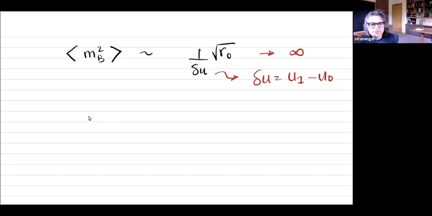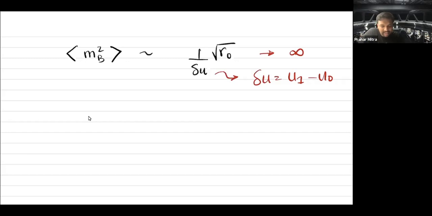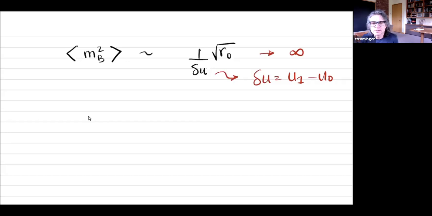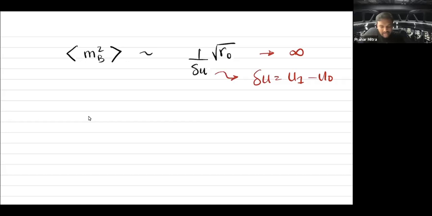Sorry, this is a 2-point function in a quantum state? In some quantum state. And in fact, I think he took it to be the vacuum state. Okay. Yeah. The 2-point function of the MB operator in a vacuum state, and he showed that it's proportional to this square root of R0 divided by delta U. And I think his argument basically was based on this.